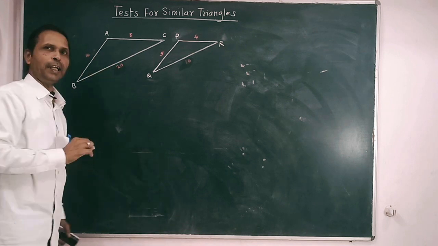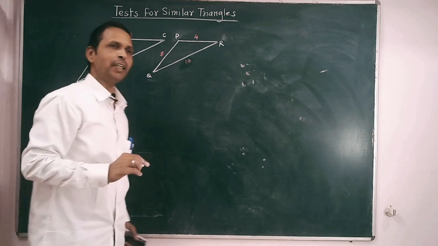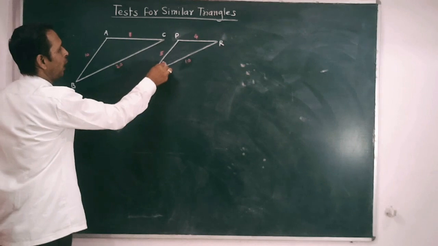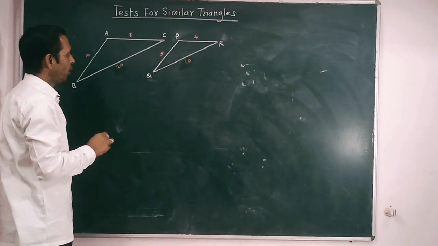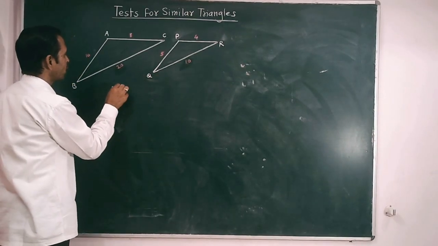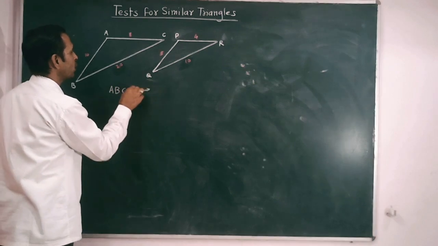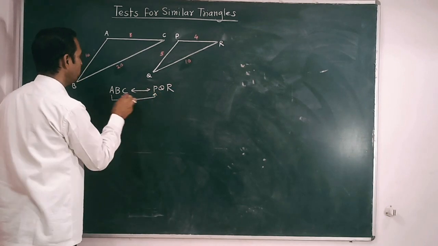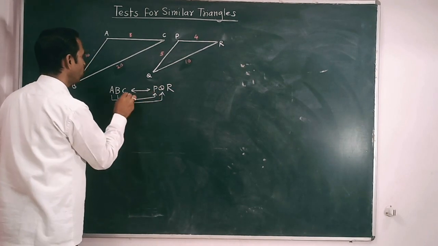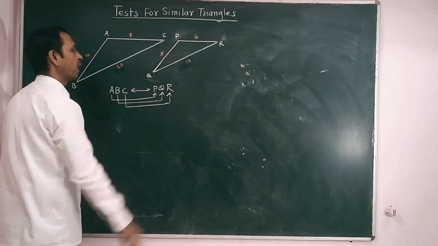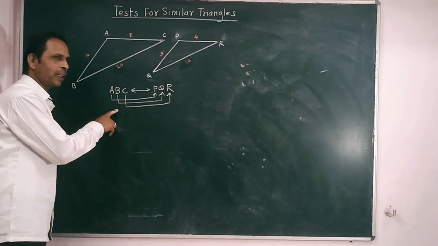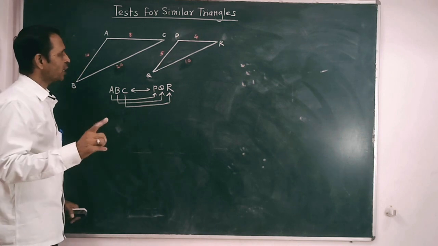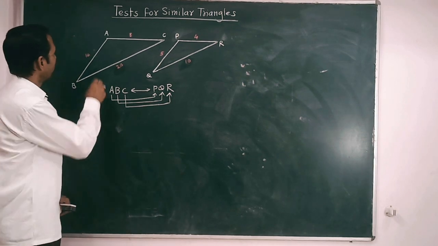We are given the length of the corresponding sides of that triangle. Suppose here is a triangle ABC and here is a triangle PQR. Now due to one-to-one correspondence, that is ABC corresponds to PQR, means A corresponds to P, B corresponds to Q, and C corresponds to R. Now due to this correspondence, let us find the ratio of each corresponding sides of the triangle.